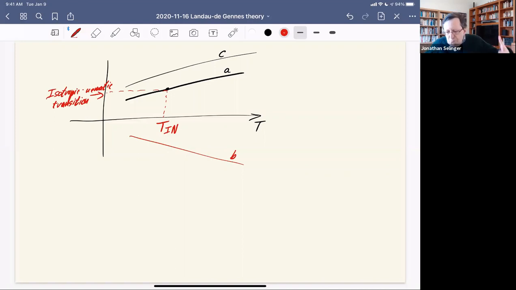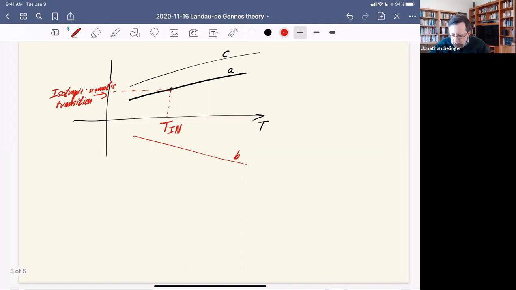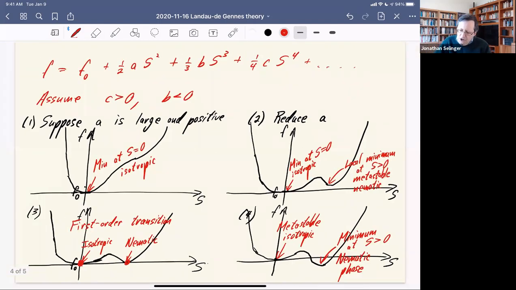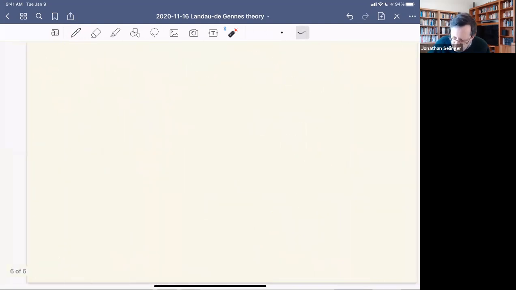So up till now, I've been speaking kind of schematically, but we could also try to do things more algebraically. So suppose we wanted to know what is the value of S in the equilibrium state. So we want to minimize this expression for the free energy, the expression right up here. Okay, so let's do that.